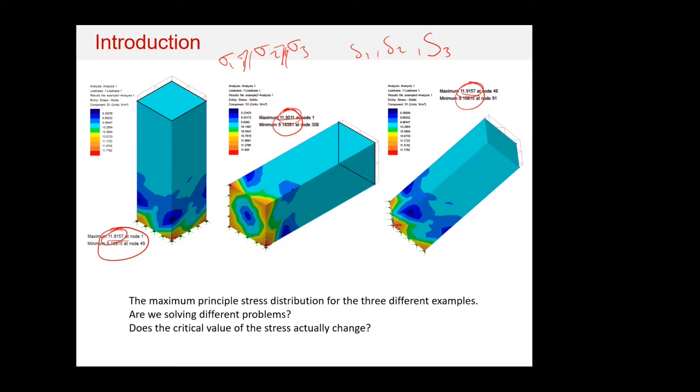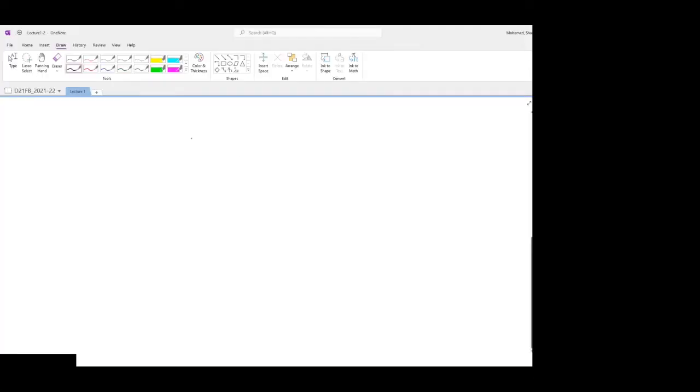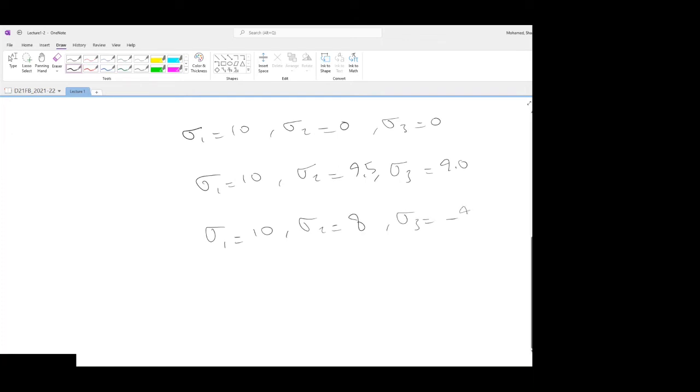All right. Now, we are talking about a three-dimensional case, where sigma 1 is 10, sigma 2 is 0, and sigma 3 is 0. And then you have another case where sigma 1 is still 10, sigma 2 is 9.5, and sigma 3 is 9.0. And probably we have another case where sigma 1 is still 10, sigma 2 is, I don't know, 8, and sigma 3 is equal to minus 9.